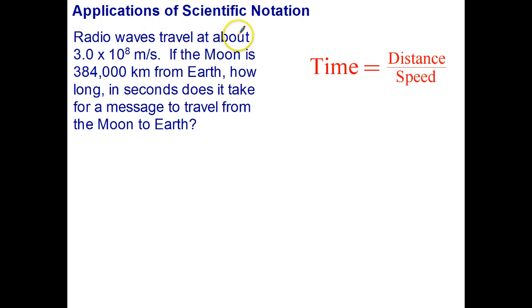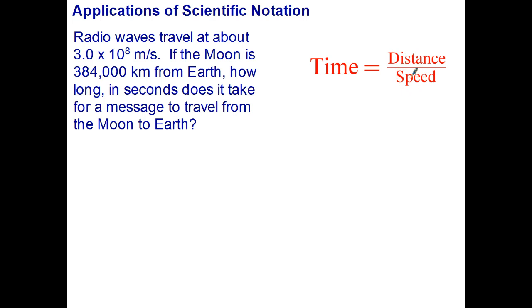Radio waves travel at about 3 by 10 to the 8th meters per second. If the moon is 384,000 kilometers from Earth, how long in seconds does it take for a message to travel from the moon to the Earth? So what we're trying to find is time. The formula for time, which you would have learned in a science class, is distance divided by speed. For example, if I'm going 10 kilometers at 5 kilometers per hour, it takes me 2 hours to get there, so 10 divided by 5.